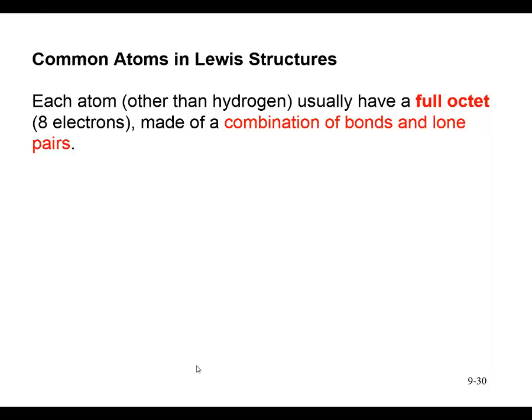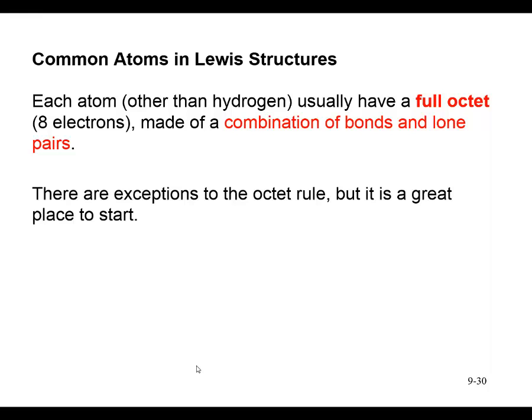I want to show you some common atoms that are present in Lewis structures. First of all, often we'll have hydrogen in Lewis structures, and hydrogen only needs 2 electrons to fill its valence shell. However, most other atoms that we're going to be using in our Lewis structures today will want a full octet of 8 electrons. Okay, in that case, we're going to have a combination of bonds and lone pairs to fill that valence shell. Okay.